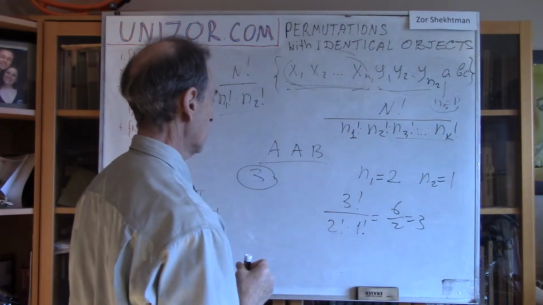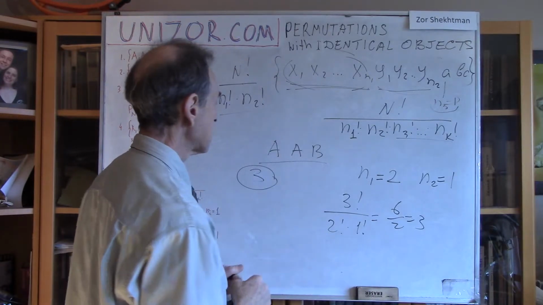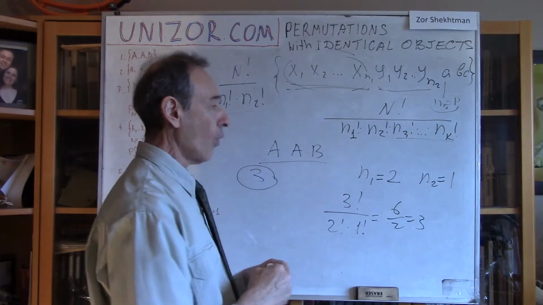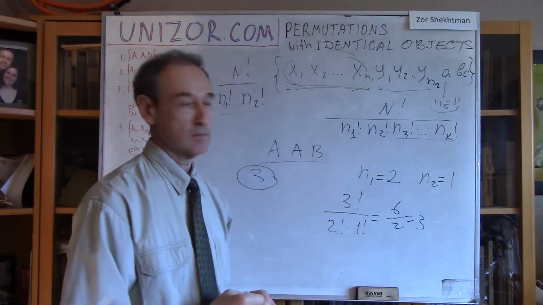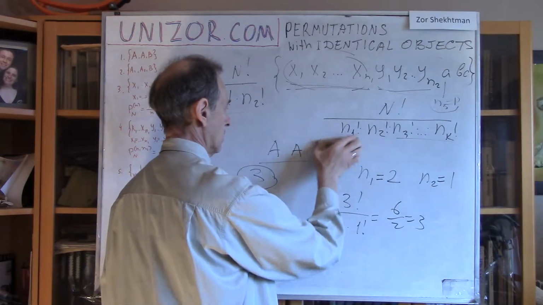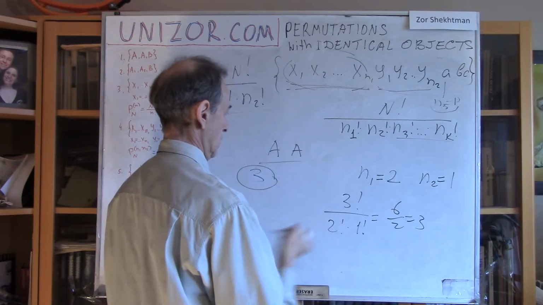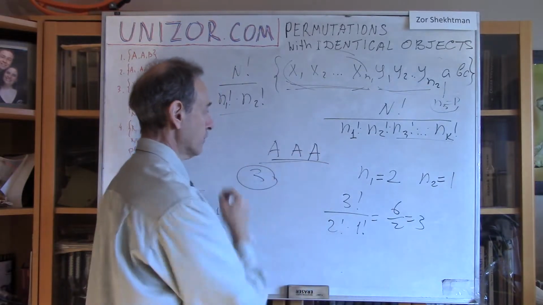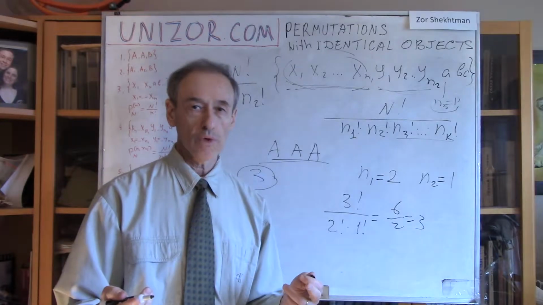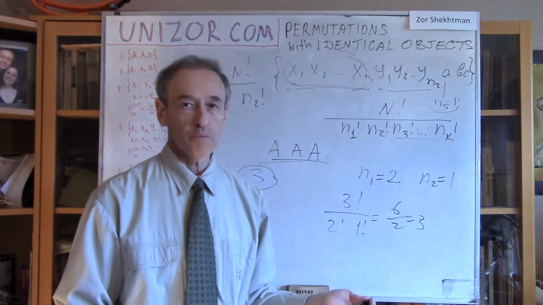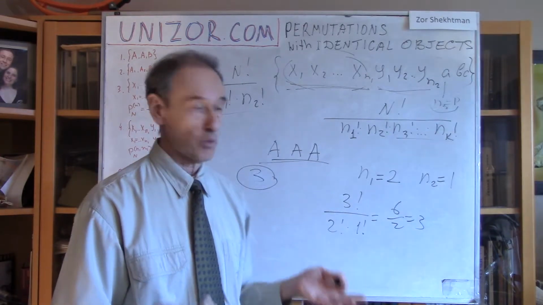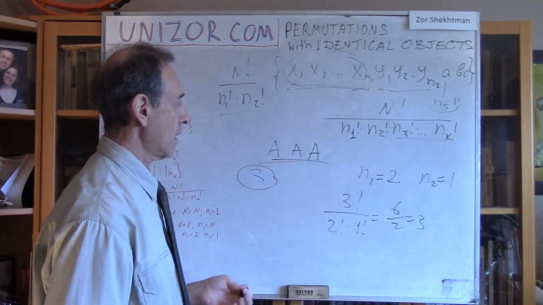Now, another particular example. Let's go into some extreme case. Let's say all elements are the same. So what do we have in this particular case? Well, if all elements are the same, then no matter how we change their order, it's one permutation, right? So we should have the answer 1. The number of permutations is equal to 1 if all elements are identical.